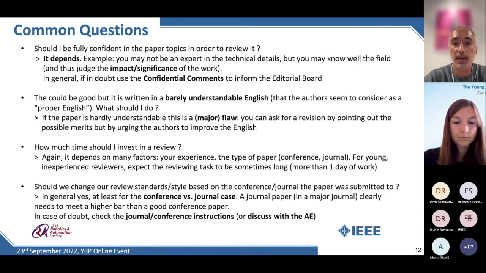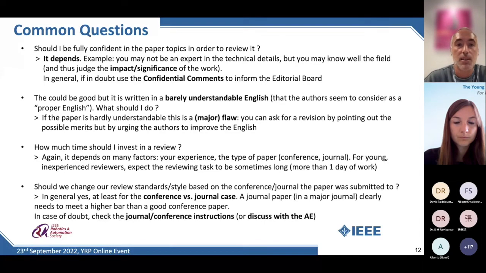So now, I've seen some of the common questions that Marta has put together in the Google Doc, and I try to give an answer to four of them here, and then of course I can answer more after the presentation. So for example, one question that I've seen is, should I be fully confident in the paper topics in order to review it? So the answer is, it depends.